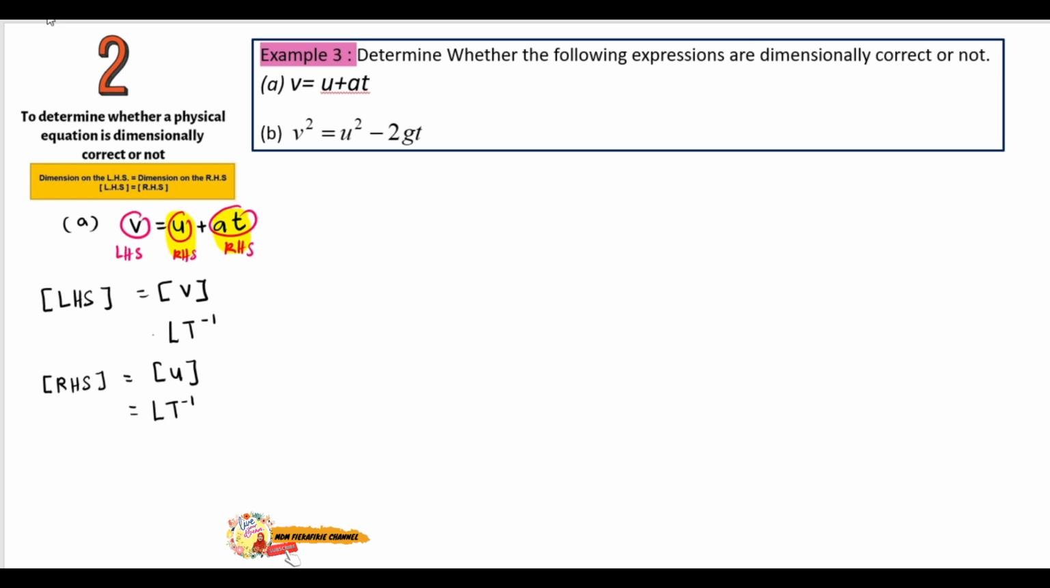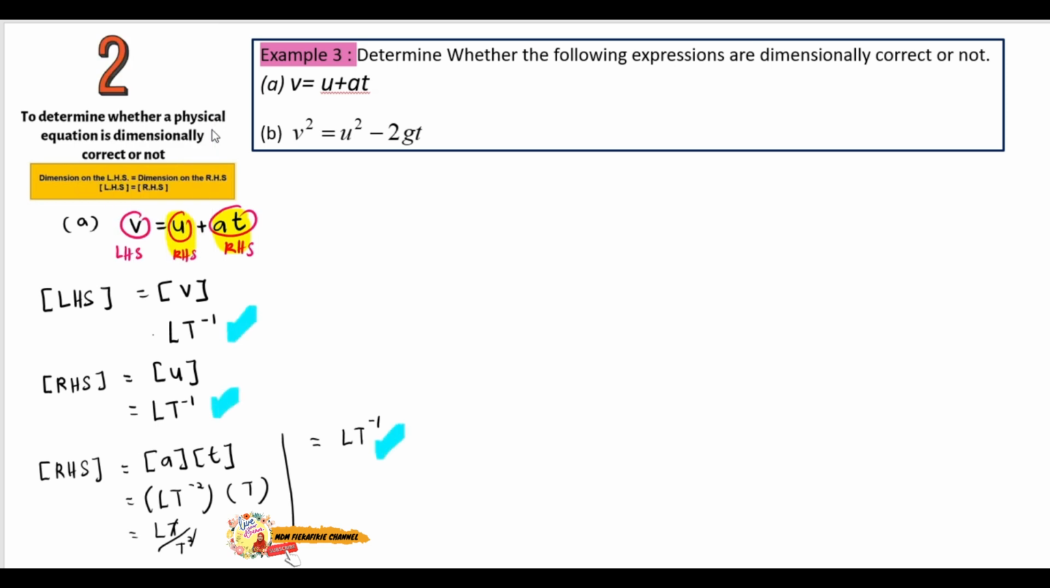For the second part of the right hand side, we want to find the dimension of A and the dimension of T. A is the acceleration, and the dimension of acceleration is LT^-2, and for time the dimension is T. So we have LT^-2 times T, so you can rearrange it as LT over T squared. You can cancel this, and it is equal to LT^-1. You can see here that the dimensions of the left hand side and right hand side are equal: LT^-1, LT^-1, and LT^-1.